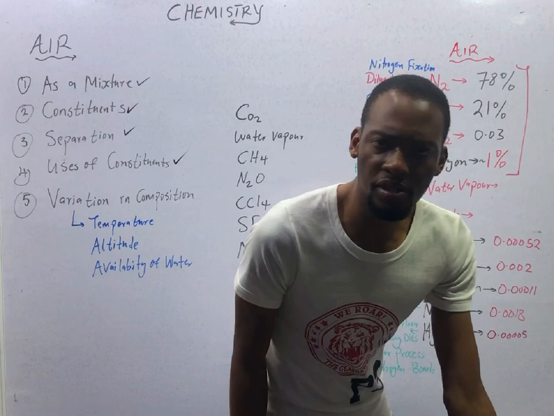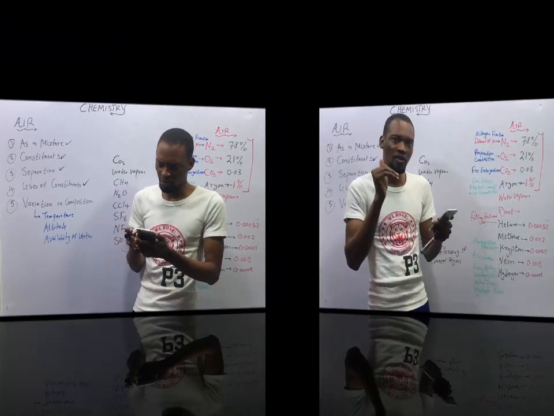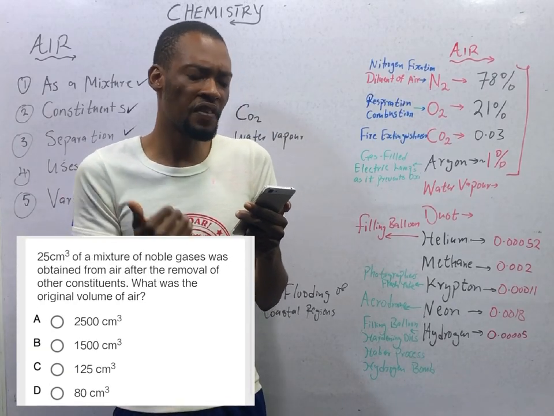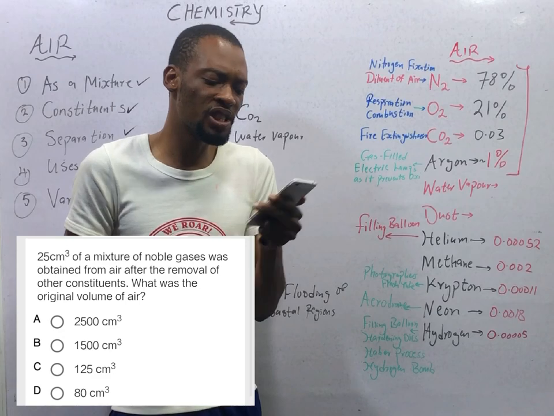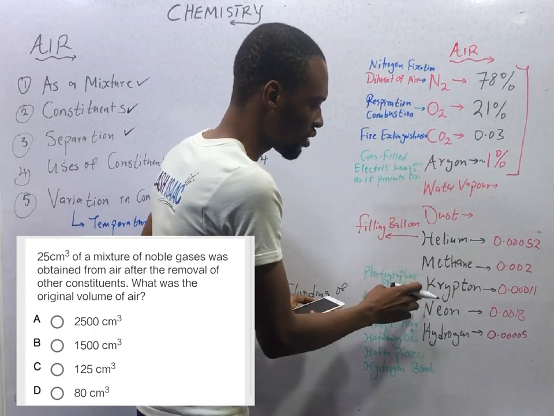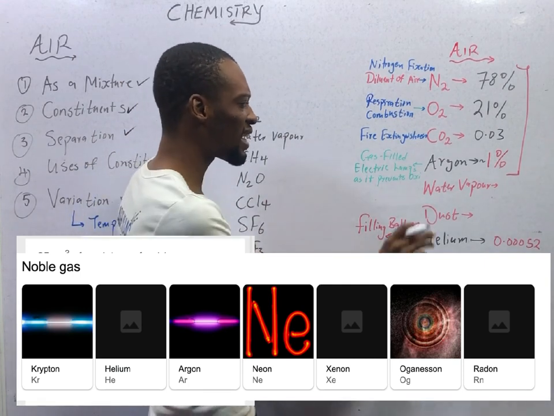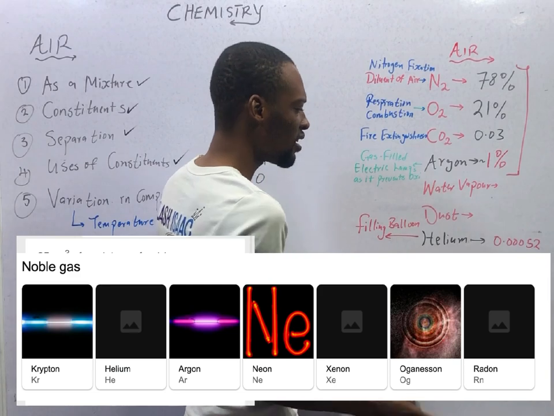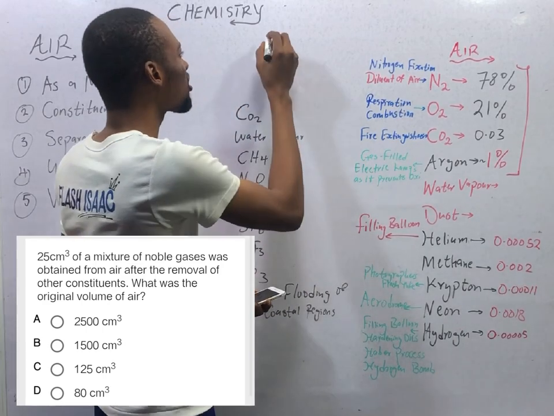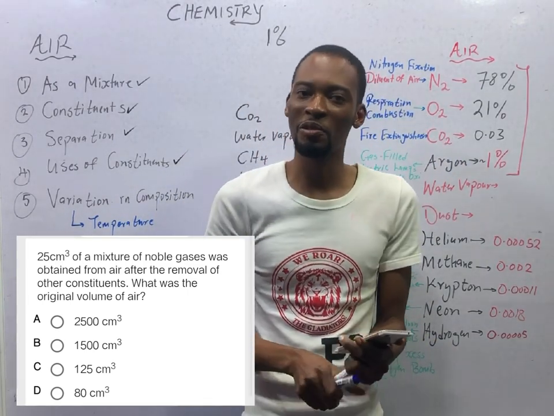Now, let's start answering questions. From there, we shall touch all these areas or any area we've not touched. 25 cm cube of a mixture of noble gases was obtained from air after the removal of other constituents. What was the original volume of air? Now, what are noble gases? Argon, helium, neon, krypton. These are the noble gases in air. They are unreactive. We said that argon is approximately 1% in air. If you add helium, krypton, and neon, all the noble gases in air account for around 1%.